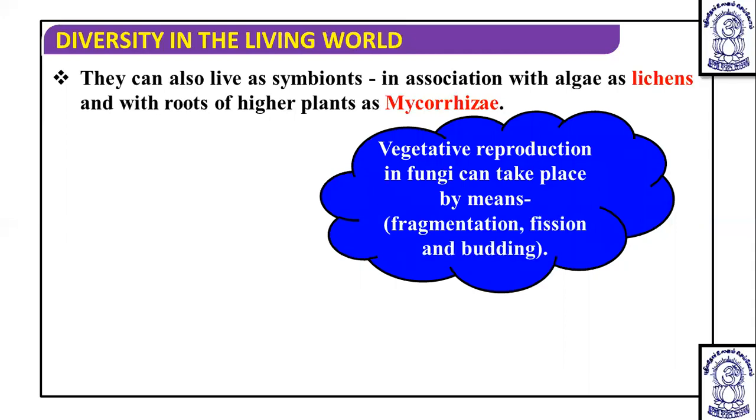Now from here we will be talking about reproduction. When we talk about reproduction in fungus, it can be vegetative, asexual and sexual. Vegetative reproduction in fungi takes place by means of fragmentation, fission and budding. Fragmentation can occur, fission can occur and budding can occur.